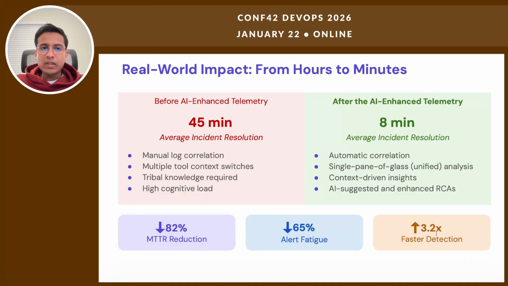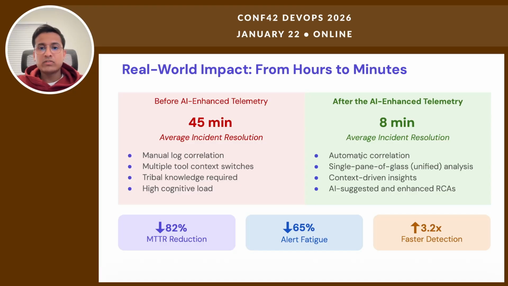A real world impact we've seen is the time being reduced from hours to minutes. Before adopting this pipeline, we saw that approximately 45 minutes was spent on average on incident resolution. We had to do manual log correlation, multiple context switches between tools, tribal knowledge was required for developers, and there was a lot of high cognitive load. However, after this, we've seen our average MTTR reduced to 8 minutes.